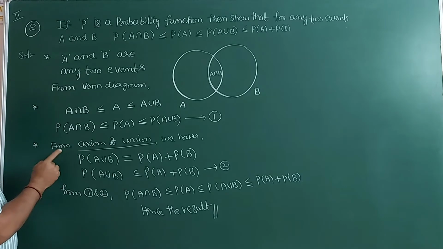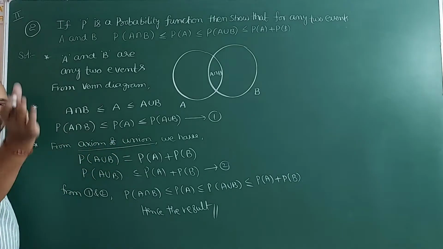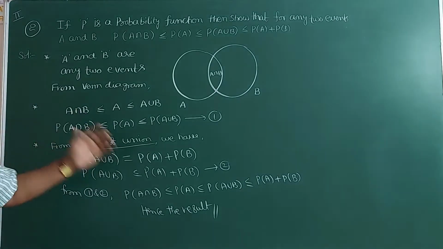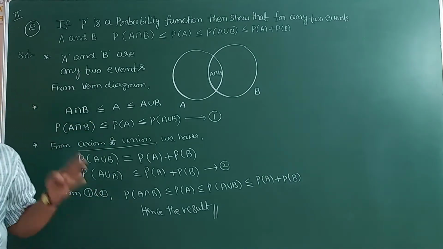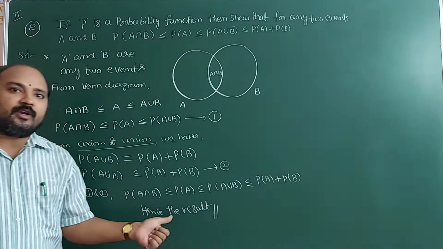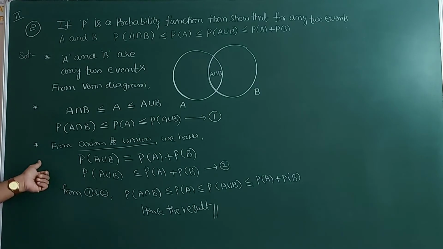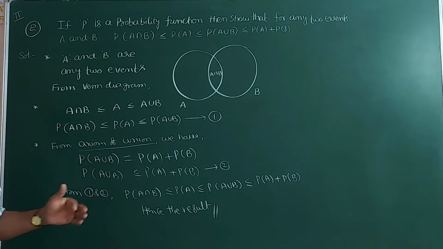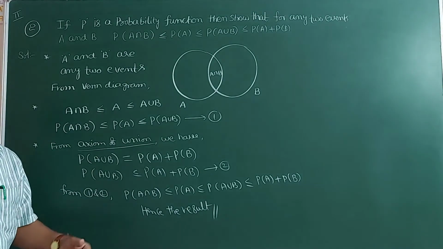Here, the axiom of probability and the axiom of union, the probability axioms, I discussed in the last video. Please, dear students, go through that video. I discussed three important points: certainty, axiom of union, and the addition theorem of probability. Please look into that video. We will move on to question number 3.